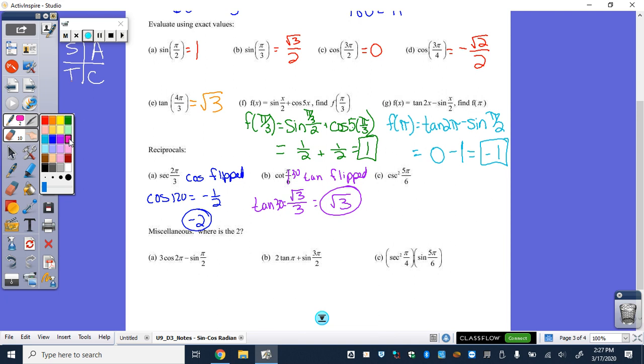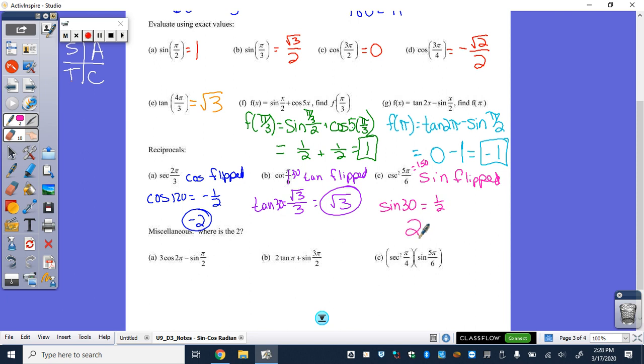Cosecant is sine flipped. So 5 pi over 6 is 150. So my reference angle is 30. It is positive because it is in quadrant 2. Sine is positive in quadrant 2. So that is a 1/2. However, I need to flip it. And this little guy here is telling me to square it. So my answer is a 4.